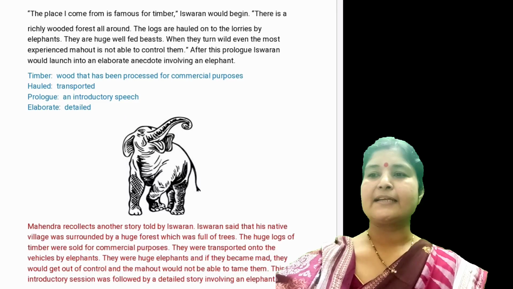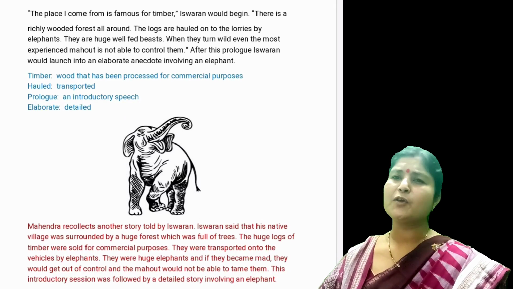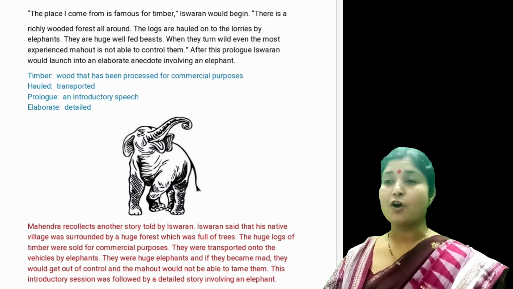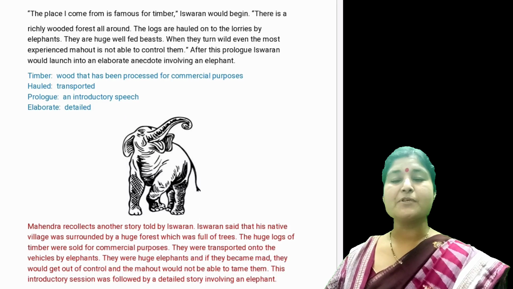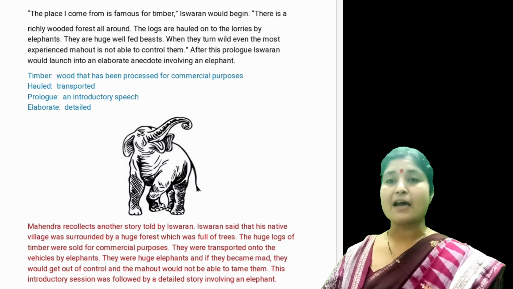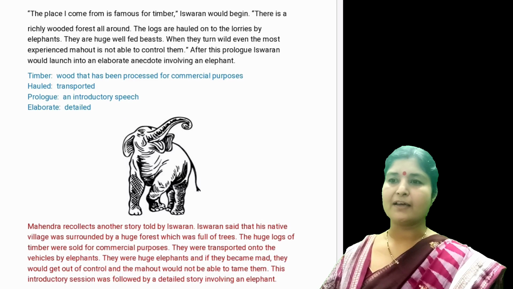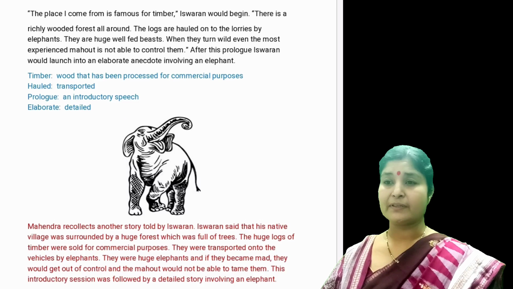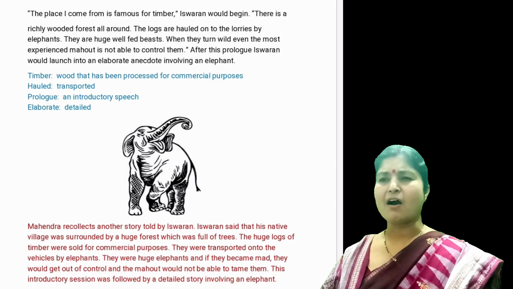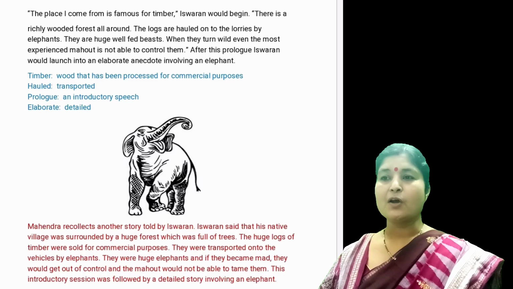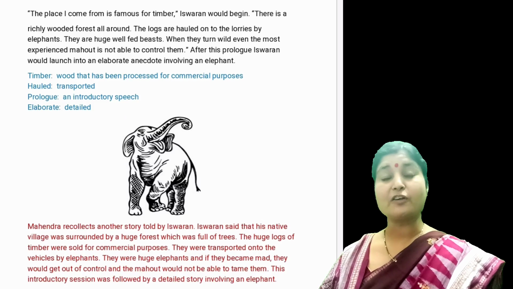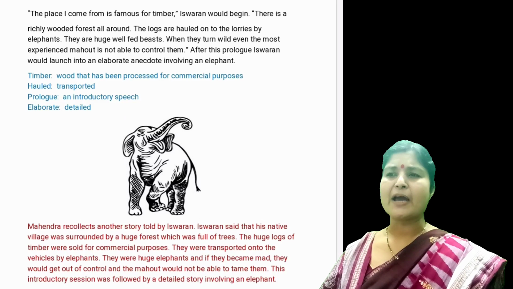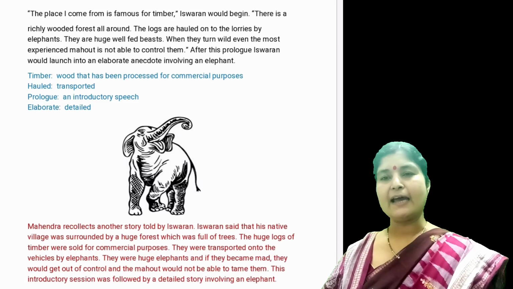So in this paragraph, Mahendra recollects another story told by Iswaran. Iswaran said that his native village was surrounded by a huge forest which was full of trees. The huge logs of timber were sold for commercial purposes and they were transported onto the vehicles by the elephants. Elephants were very useful, but if they became mad, they would get out of control and the mahout would not be able to tame or control them. So this introductory session was followed by a detailed story involving an elephant.